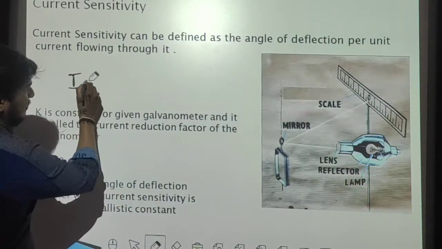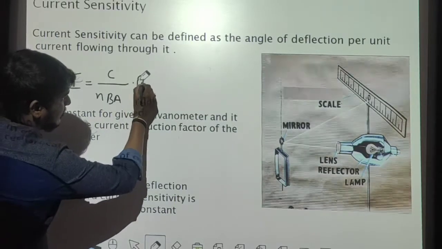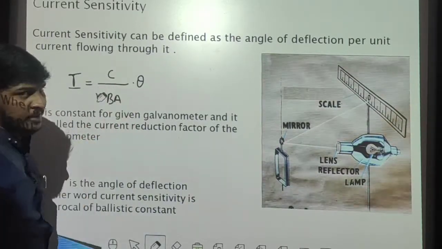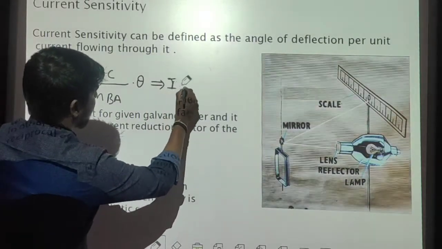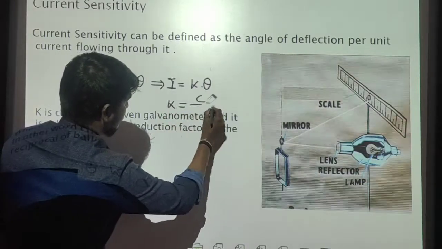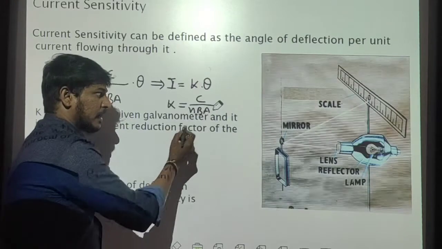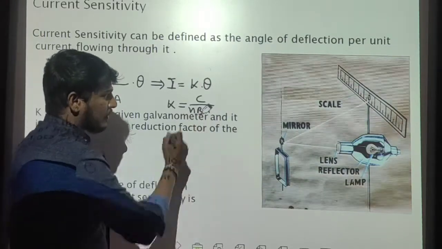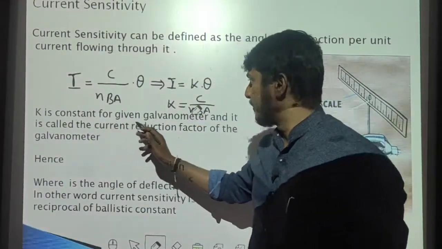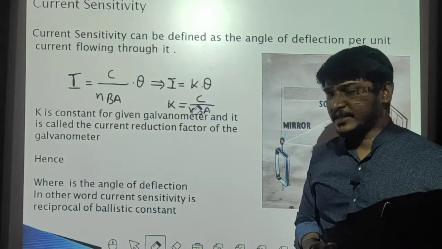I = (C/N B A) θ. Here C/(N B A) is constant, so I am going to replace this entire term by K, that is I = K θ, where K = C/(N B A). The couple produced per unit twist, number of turns, magnetic field and area of cross section are all constant, so we have replaced these entire terms by K. Here K is the constant for a given galvanometer and it is called the current reduction factor of the galvanometer.